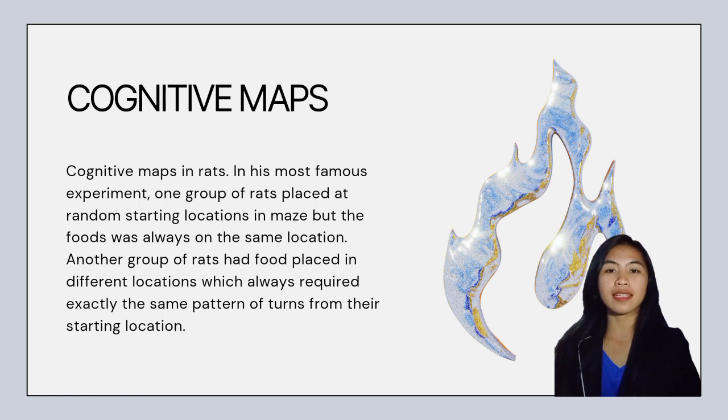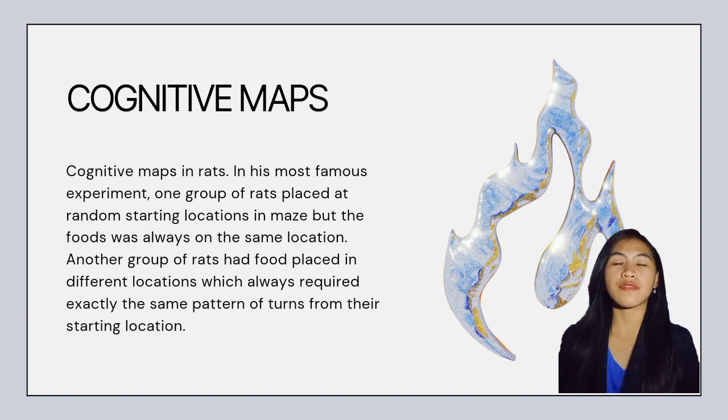The second one is cognitive maps. Cognitive maps are mental representations of the layout of one's environment, including landmarks, route connections, and distance and direction relations. An example of a cognitive map is a person's mental representation of the layout of their home, including the locations of the rooms, furniture, and other objects.